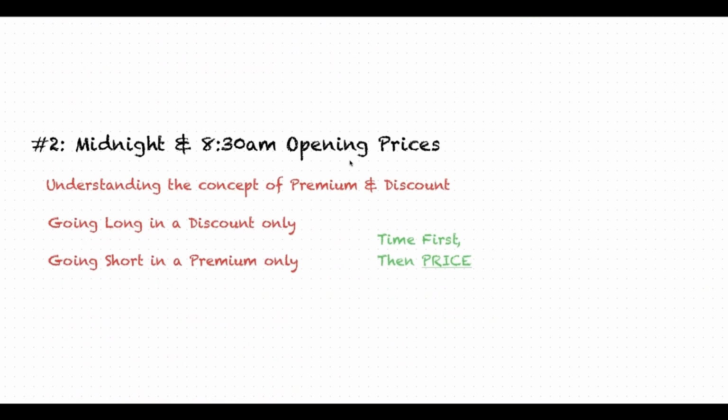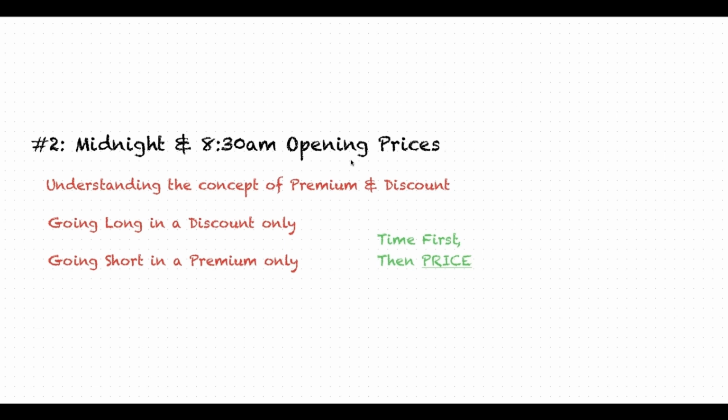Second thing is the midnight and 8:30 opening prices. You got to understand the concepts of premium and discount in the market. To make it real simple as well, a premium is when the price is really overextended to the upside, aka the price is really expensive for the day. So smart money is going to look for short positions only, while the retail are going to chase the price higher. A discount is basically the opposite.